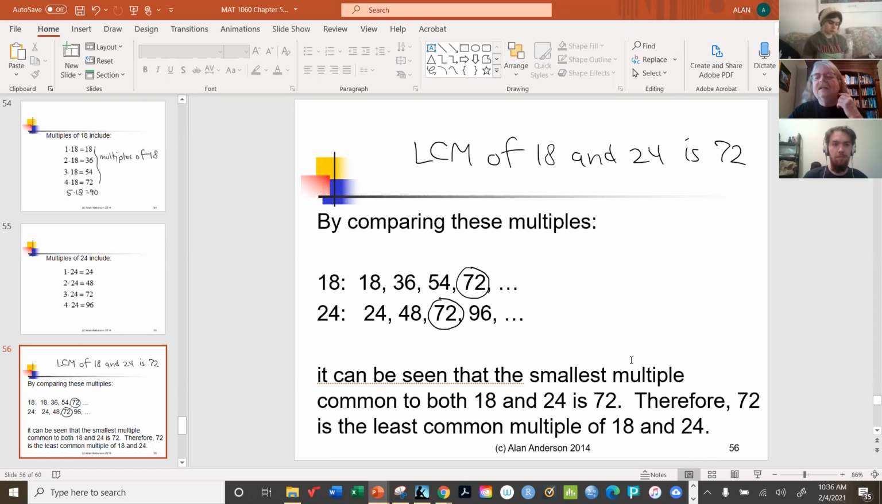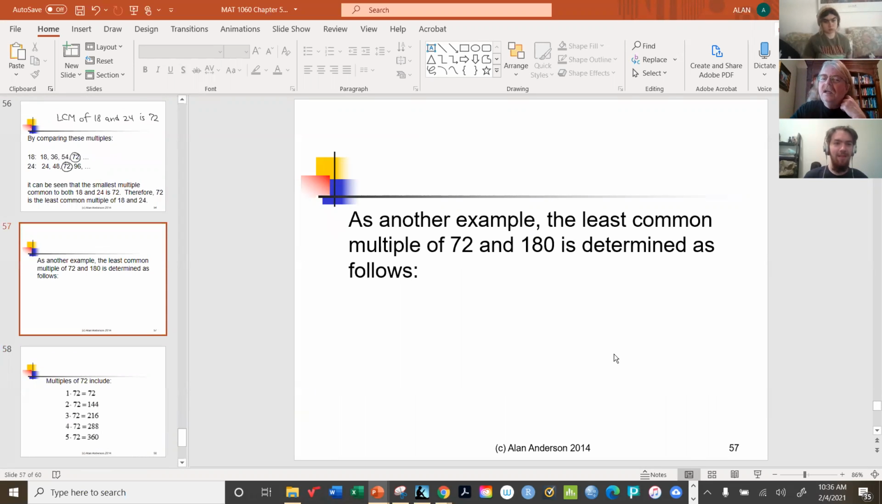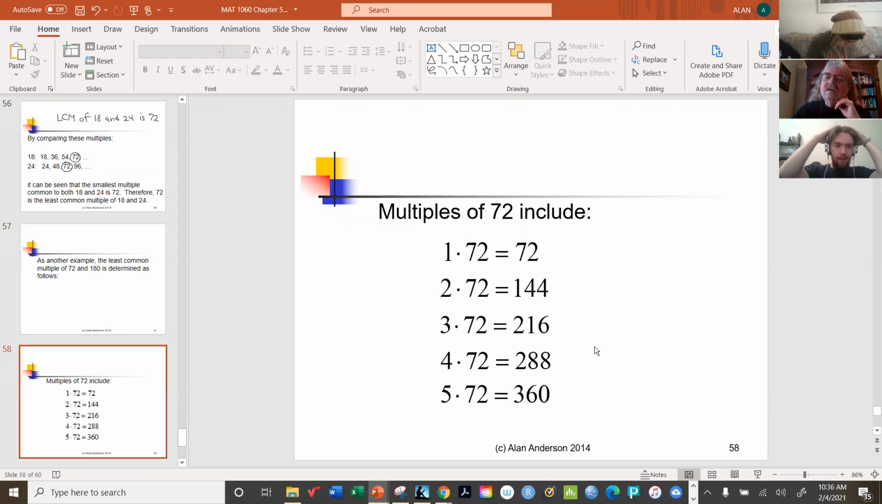All right. So let's try an example. 72 and 180. Well, here's a list of the first few multiples of 72. All right, and you can see again, all we've done is multiply each one by a natural number, 1 through 5. Now, some of these you can do in your head, some of these maybe not so much. That's what the calculator's for. Some people are good at doing this in their heads, and some are not. You should know which one you are.